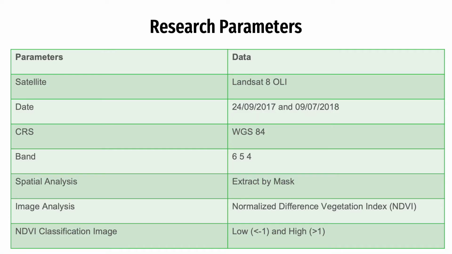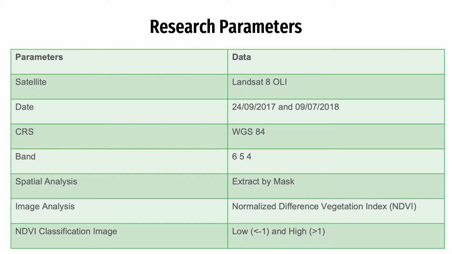Next is the research parameters. The Landsat data of Kuala Selangor Nature Park was taken on 24th of September 2017 and 9th of July 2018. The images have the same path and row and are georeferenced to WGS84. And the false color composite of bands 654 RGB was selected for further analysis since it provides a well-enhanced color composite for vegetation analysis in this study.